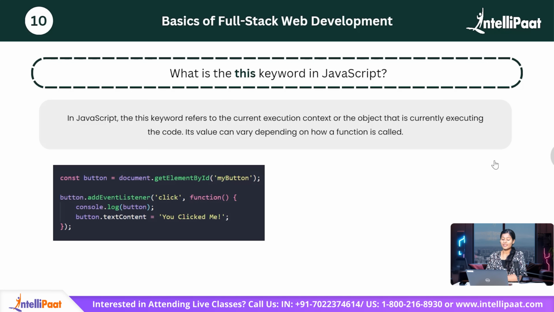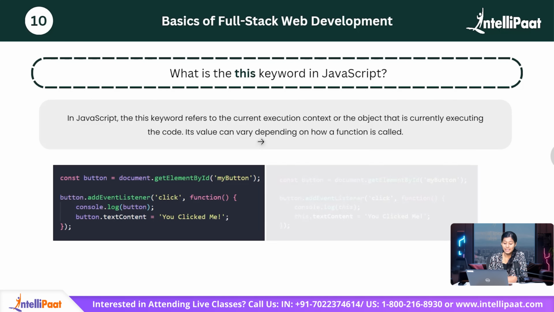The best way to understand this is with an example. Say you have a particular code here with a button. If you see, when you're adding a click event listener to this particular button, look at how we're calling onto the button. Whenever it's being clicked, you're logging that button into the console.